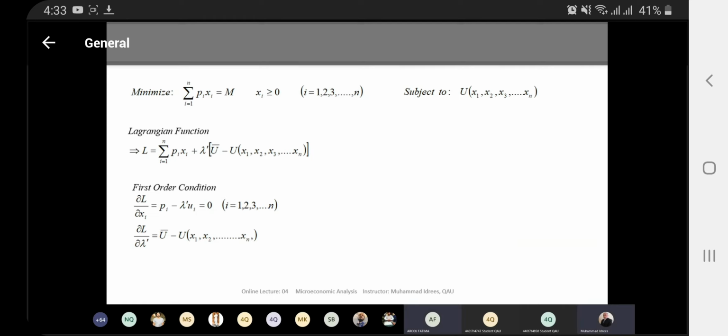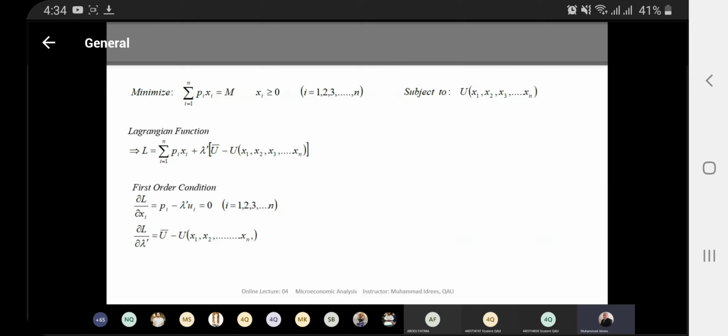Yeah, but what is the interpretation when we take the derivative with respect to lambda prime? Yes, we will discuss it. We will discuss all the interpretations, same as we did in the case of utility maximization. For the time being, just stick to the first order conditions. So we got the first order conditions here.